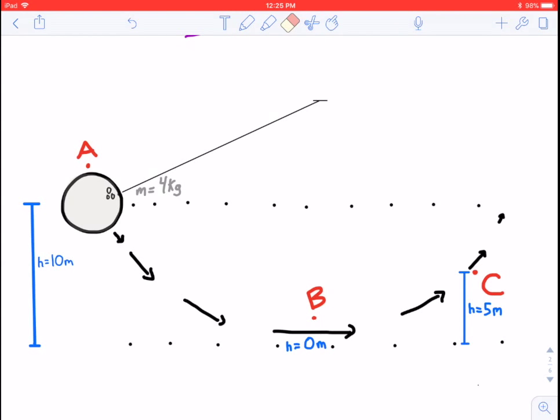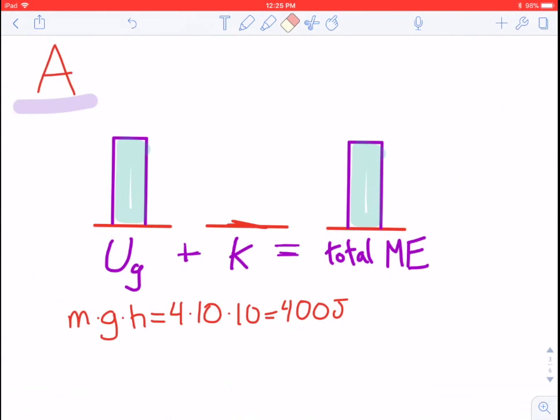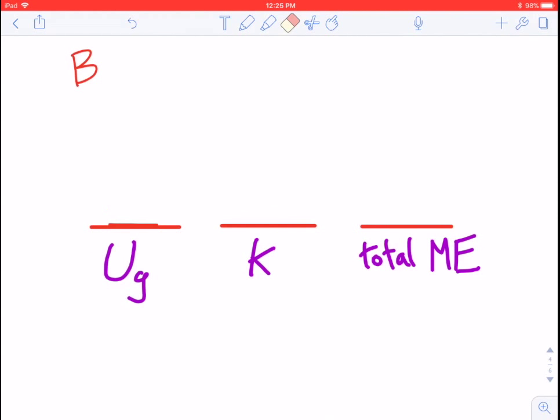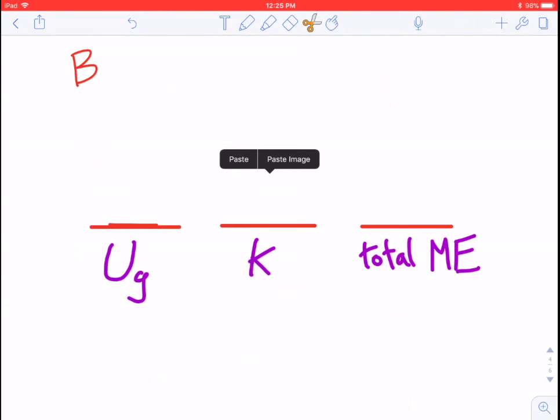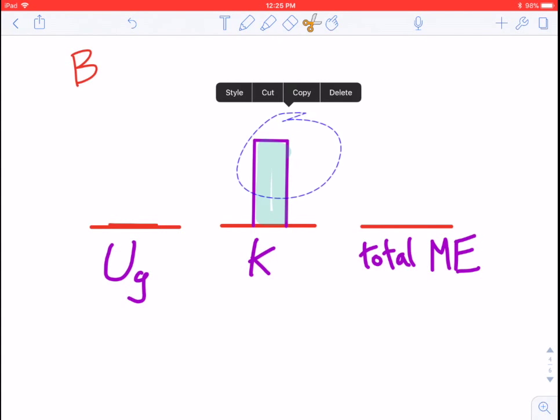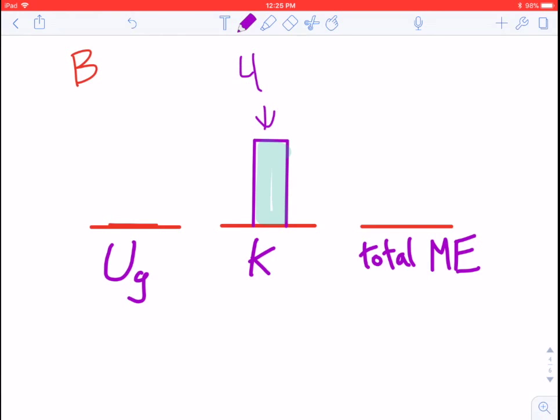Okay, that makes it really easy to create our energy bar chart. It should have 400 joules of kinetic energy. I'm going to copy this here because it's the right height. This represents 400 joules of kinetic energy, and we should have no gravitational potential energy. Gravitational potential energy plus kinetic energy equals its mechanical energy, and so all of its mechanical energy is wrapped up in its energy of motion, its kinetic energy.